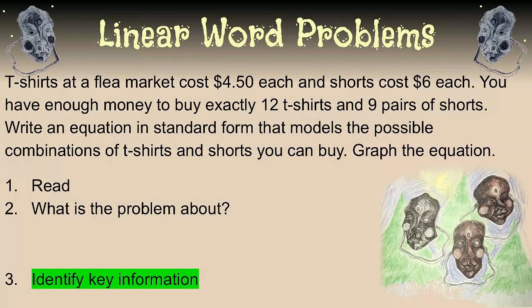Read. T-shirts at a flea market cost $4.50 each, and shorts cost $6 each. You have enough money to buy exactly 12 t-shirts and 9 pairs of shorts. Write an equation in standard form that models the possible combinations of t-shirts and shorts you can buy. Graph the equation.